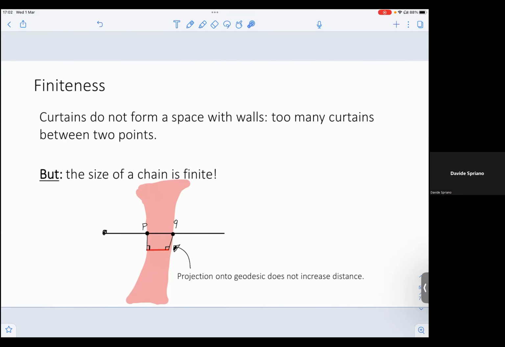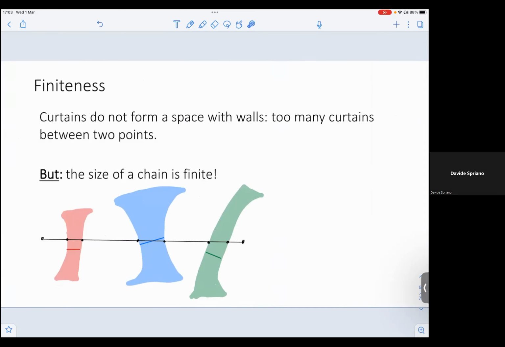And now if I zoom in, I just take P and Q to be the first entry and last exit points, and I closest point project them onto this segment that is used to define the curtain. And the fact is that projection onto geodesics does not increase distance. This is a fact of CAT(0) spaces. So the distance between P and Q needs to be at least 1 because it cannot increase. And so each time I cross a curtain, I need to spend at least 1.